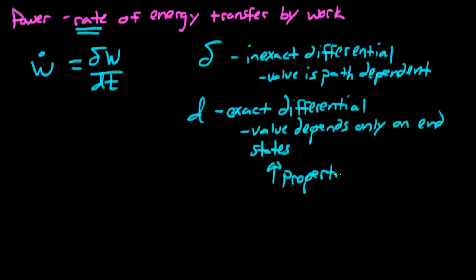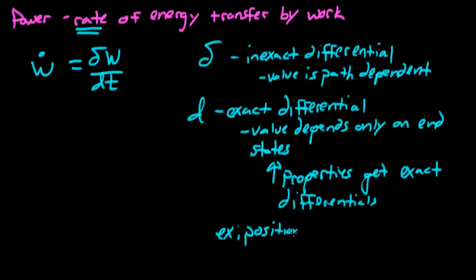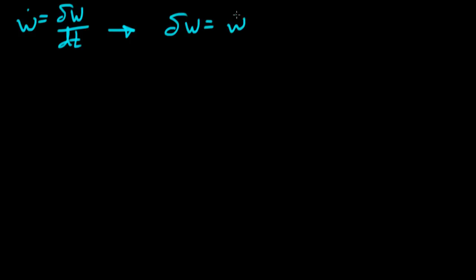Turns out that all of our properties, because they only depend on the given state, get exact differentials, but things like work and other interactions will have inexact differentials. An example of a property that gets an exact differential would be position, which we take the derivative with respect to time to get the velocity. And you see there that it's a definite derivative. So repeating what we have, the rate of work is equal to the derivative of the work with respect to time. So we can multiply over the dt, and we're left with δW is equal to W dot dt.